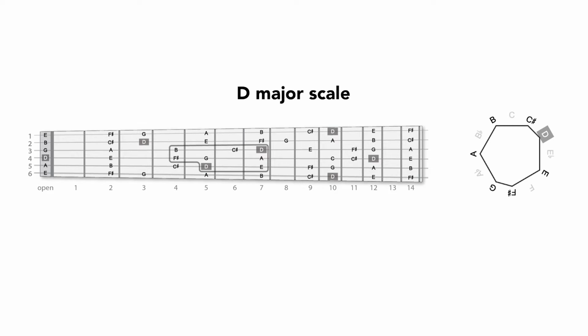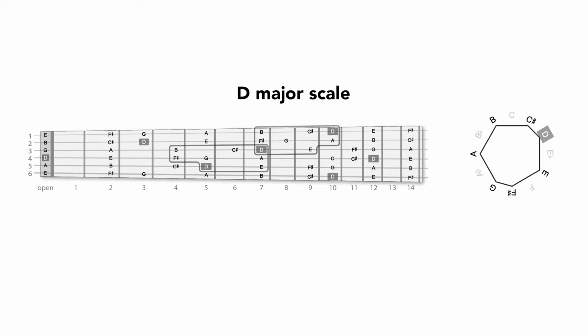Like this one starting on string 5, fret 5. The scale moves from a low D to a high D. Or we can go in the reverse direction starting on the high D, moving to the low D like this. Or we can shift up a couple of frets and start on the 3rd string, 7th fret, to play the same pattern in a higher octave, like this. Or down.